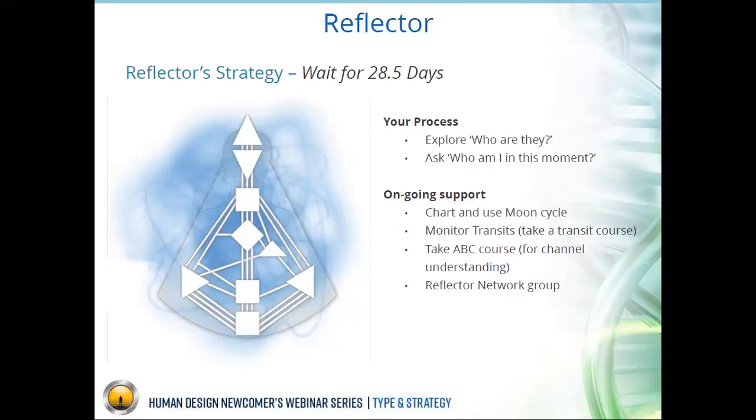So if you're a reflector, it would be good for you to start using the moon and its cycle to work with life, monitor transits, take a transit course, take the ABC course, because that gives you an understanding of energy and the channel understanding, and get involved with some other reflector network groups. There's groups that got started up on Facebook, and go to the IHDS website and look for some reflectors there, and see if you can find some, and get connected with other reflectors, or take a class from a reflector teacher, and you'll learn a lot. Okay, let's check the next slide.